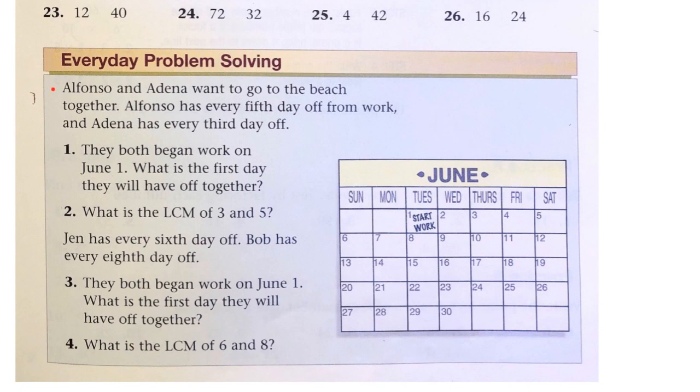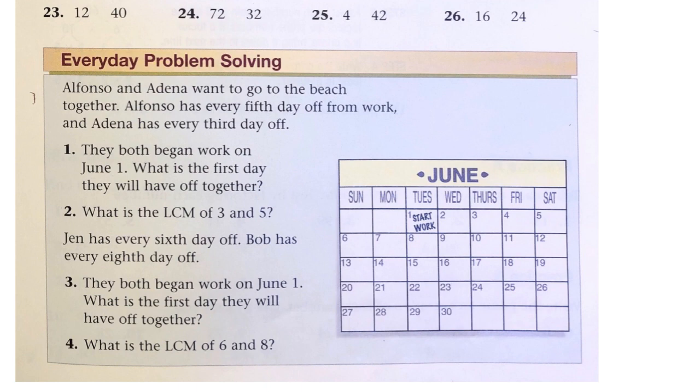Everyday problem solving. Alfonso and Adina want to go to the beach together. Alfonso has every 5th day off from work, and Adina has every 3rd day off. They both begin to work on June 1st. What's the first day they will have off together? Well, you can find multiples. We can use the picture to fill in the box.